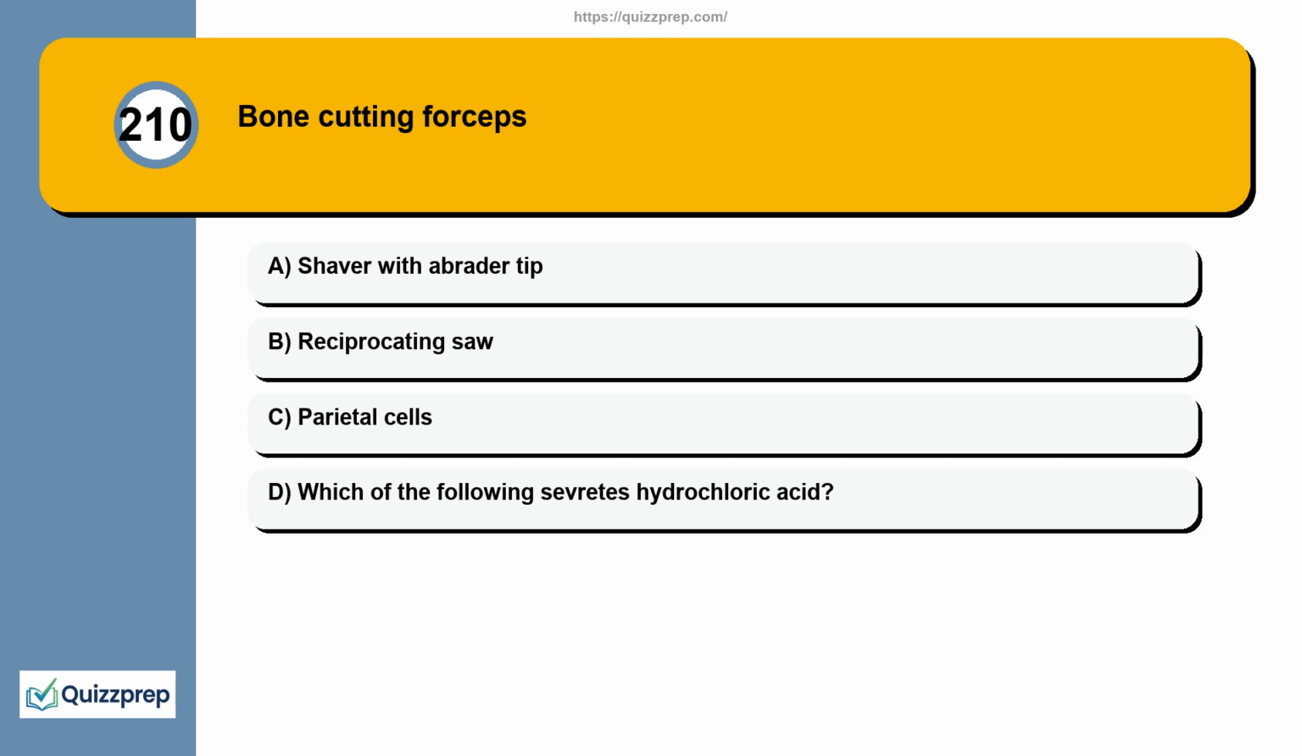Question 210: Bone cutting forceps, option A; shaver with a burr tip, option B; reciprocating saw, option C; parietal cells, option D. Which of the following secretes hydrochloric acid?